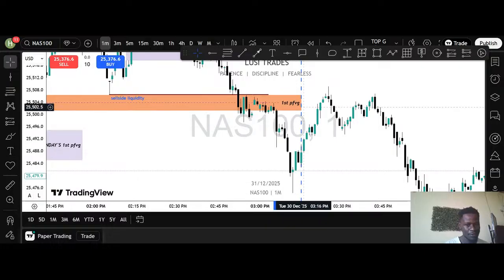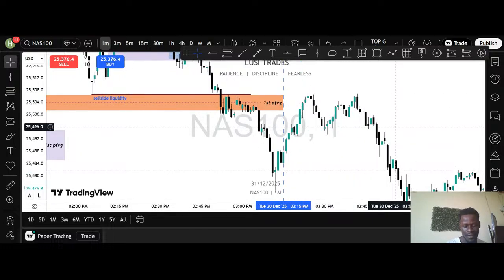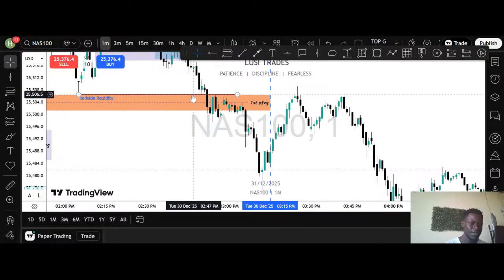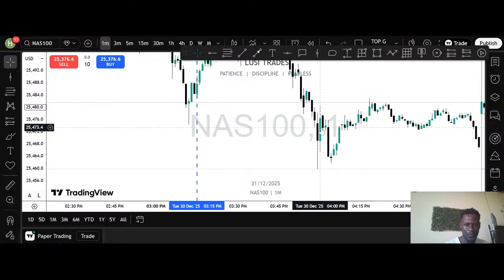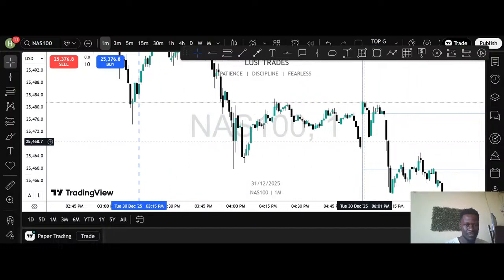If you could have waited for 3:15, waited for price to take out any liquidity that was present around this level, then that could have been your signal. Immediately we do that and see the sensitivity around that, then you could have entered short here.